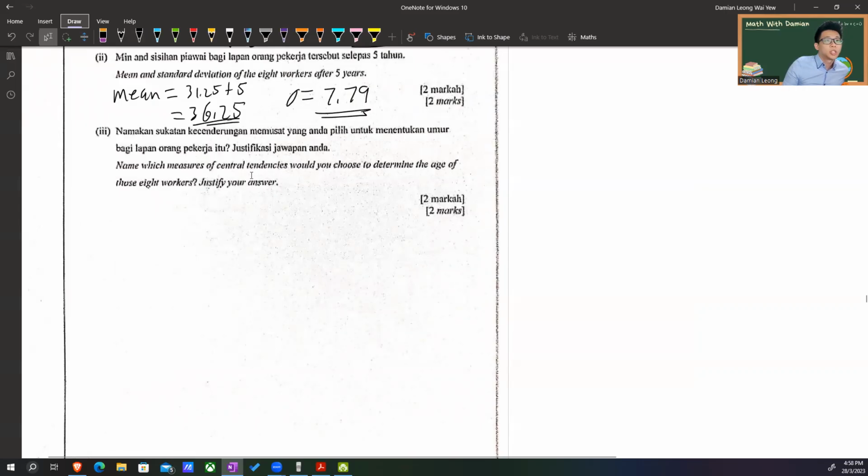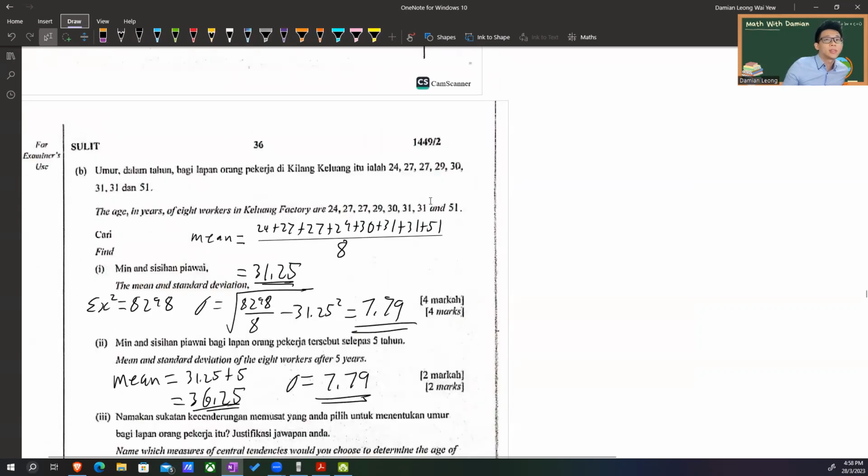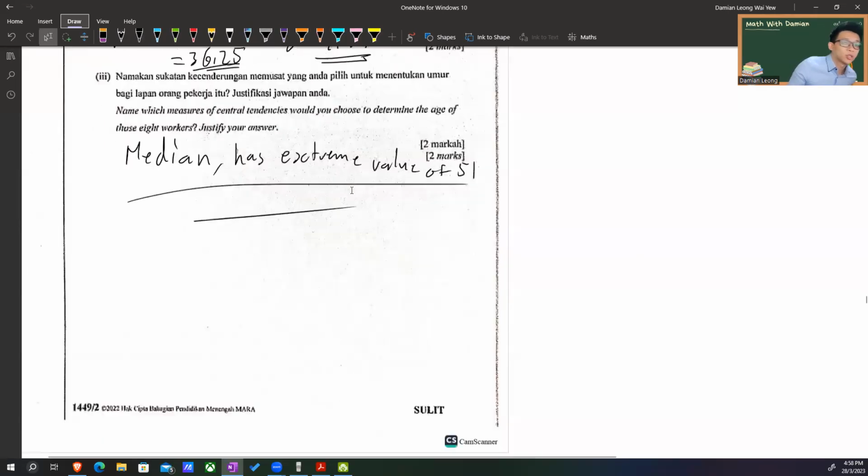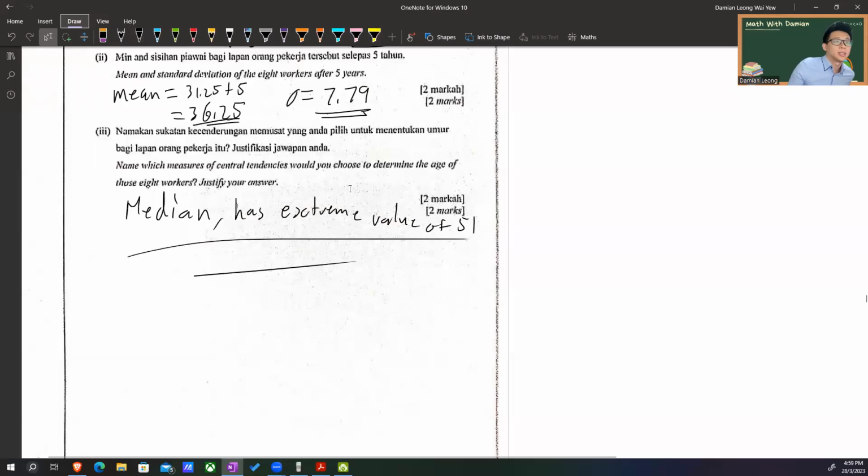Then name which measure of central tendency I would choose to measure the age of these workers. The best to measure is actually the median. Why? Because there is 51 here, which is an extreme value. Once you have an extreme value, it's better to use the median.